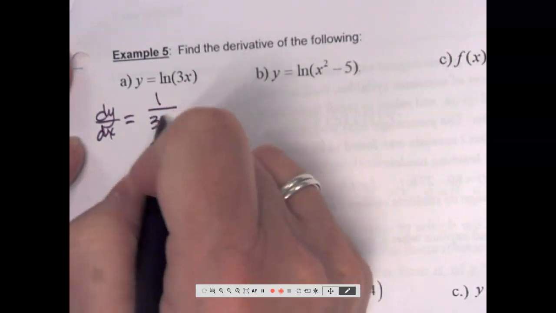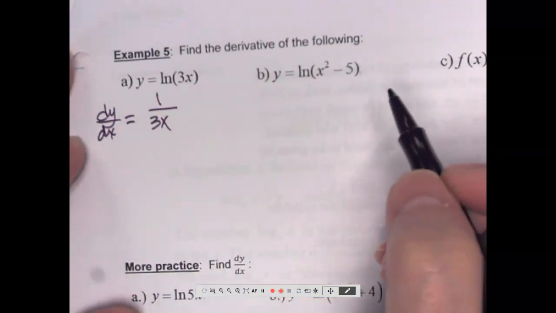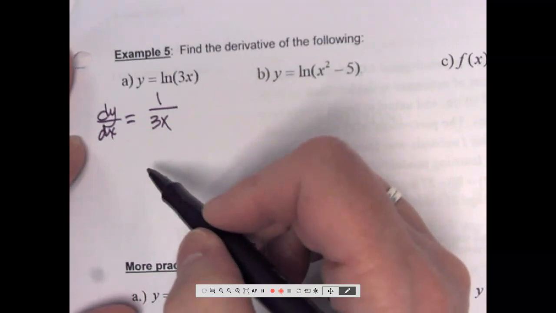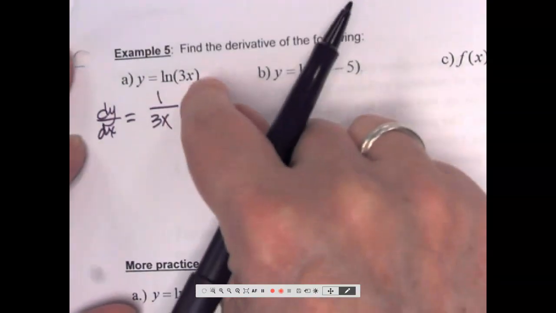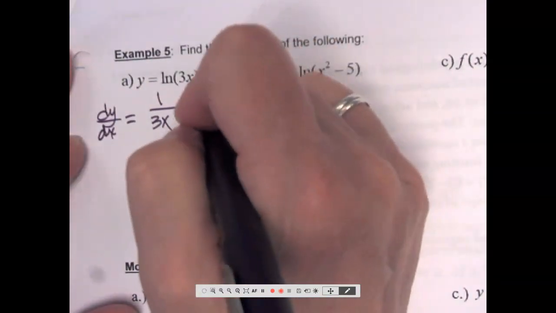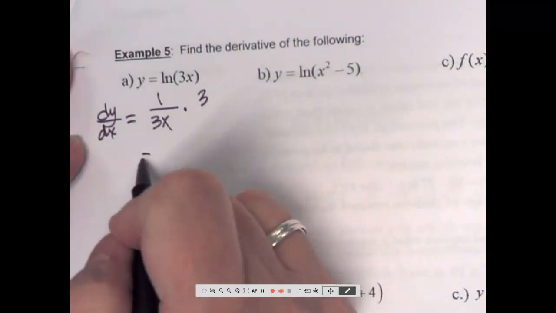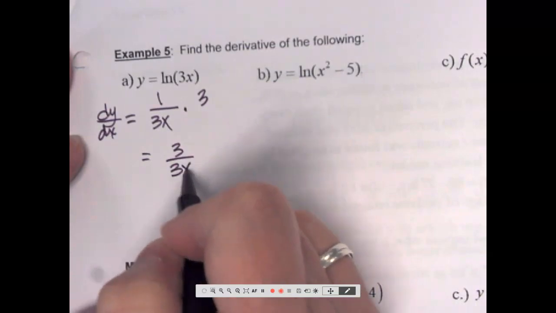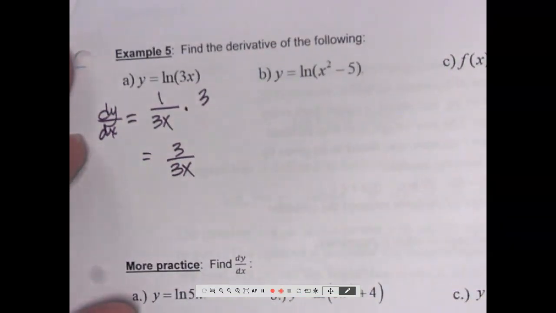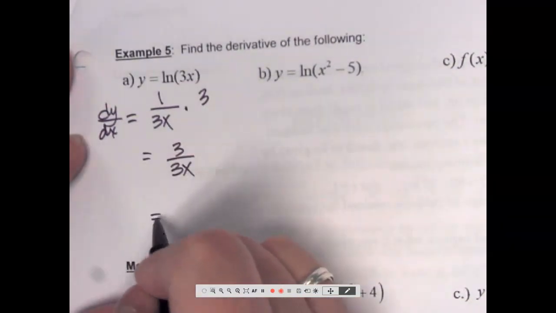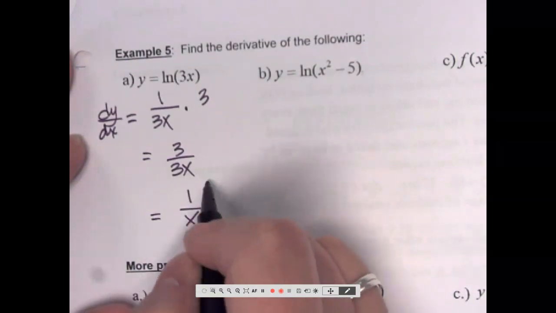1 over 3x. Whatever you're taking the natural log of, derivative is 1 over that. But then I have to remember to take the derivative of that function, which in this case is just 3. Now that becomes 3 over 3x. These can usually be reduced. And then that reduces to become 1 over x.